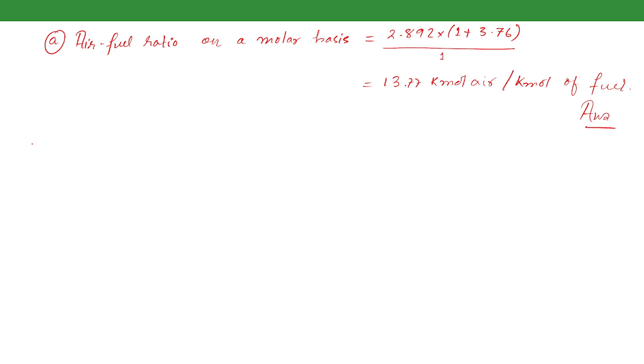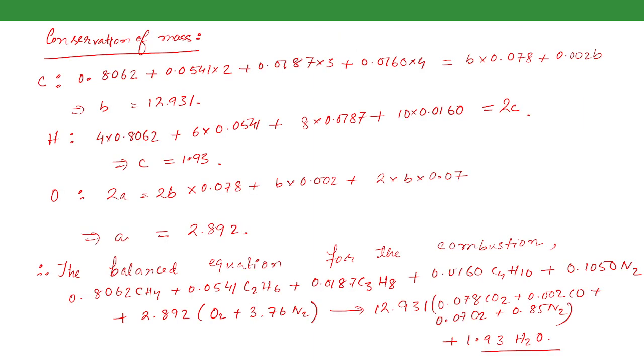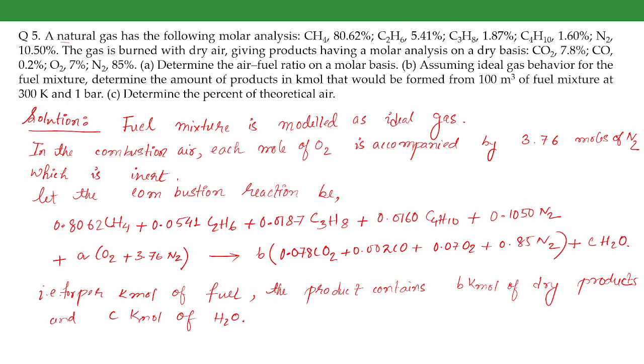Now the second part, we have to determine, assuming ideal gas behavior for the fuel mixture, the amount of products in kilomole that would be formed from 100 meter cube of fuel mixture. The volume of the fuel mixture is given at 300 Kelvin and 1 bar pressure. So corresponding to that, what is the amount of product that will be formed?